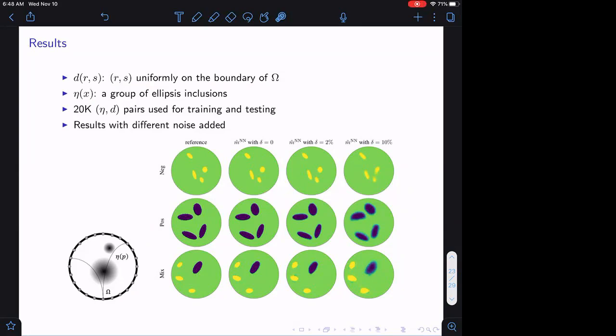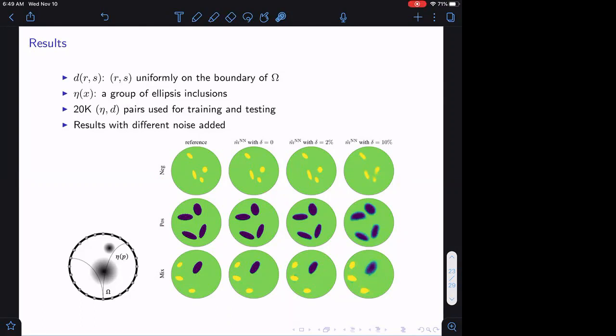Okay. So the media eta of x corresponds to different inclusions. You have different orientations, different shapes. You can see that you have round shapes, you have elongated shapes, and you can also have negative inclusions or positive inclusions, in the sense that a certain part of the sound speed is going to be much lower than the background, and a certain part of the sound speed is going to be much higher than the background. Okay, so here, negative is the yellow color, positive is the dark blue color.